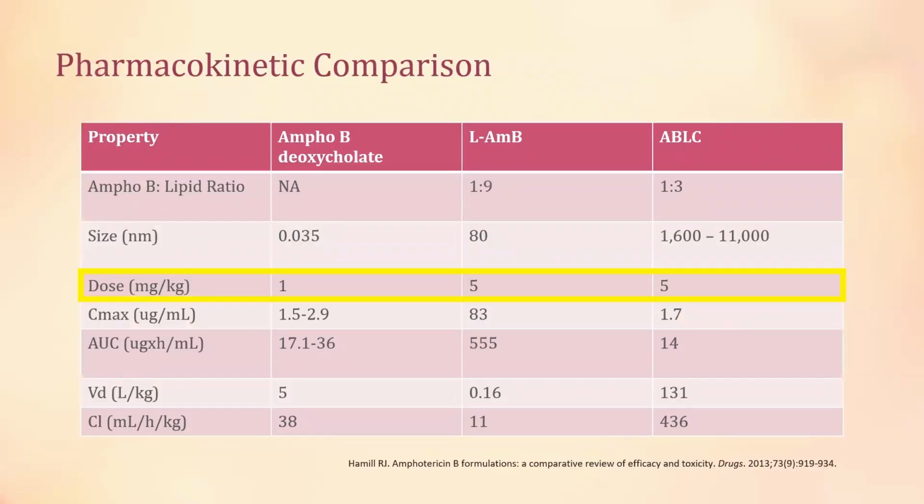Pharmacokinetic comparison-wise, lipid amphotericin B is larger due to the lipid components, and there are different ratios of lipid and amphotericin B, and as a result, they are not interchanged. So there are different doses given.